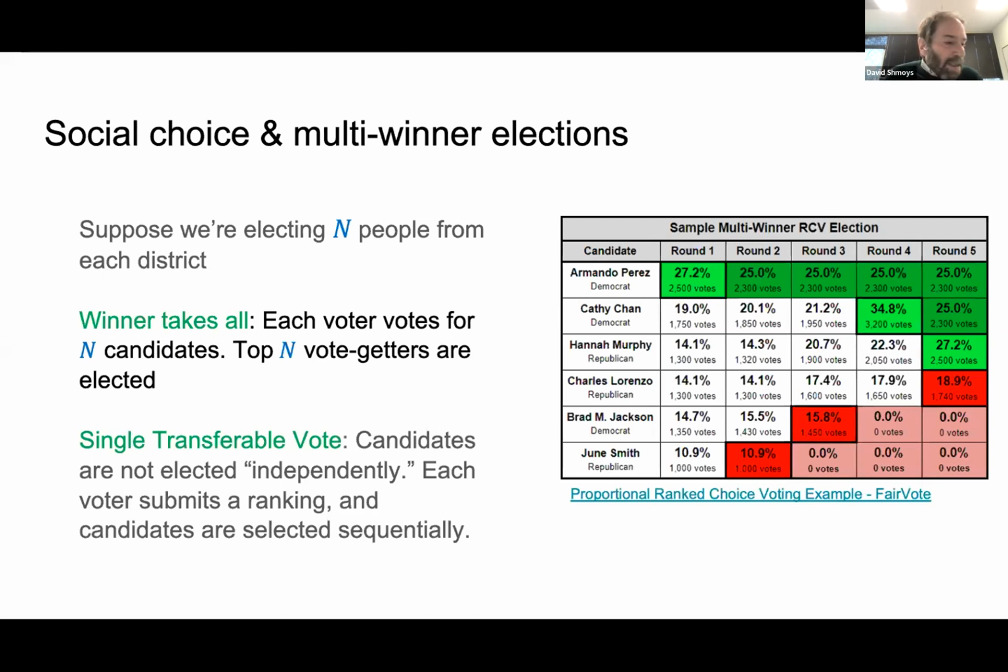So I'm going to walk you through a very simple example to show you how this works. Imagine a table such as this, where there are 6 candidates, 3 Republicans and 3 Democrats. We're trying to elect 3 representatives. We have everyone vote, and we first look at everyone's first choice.